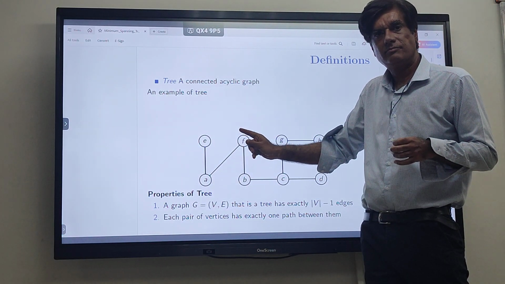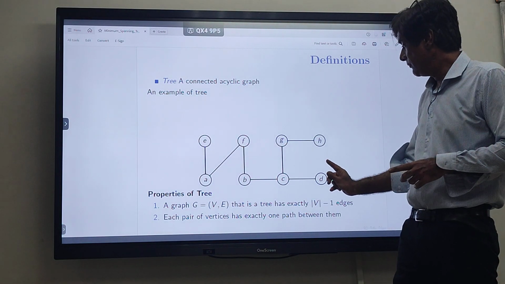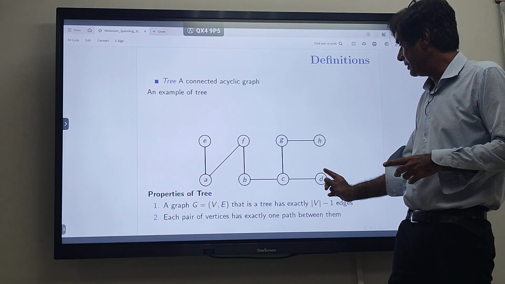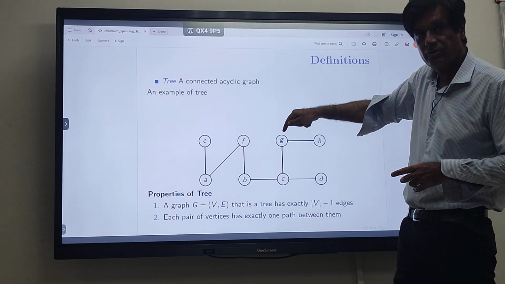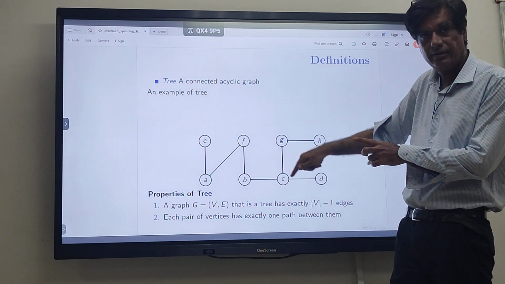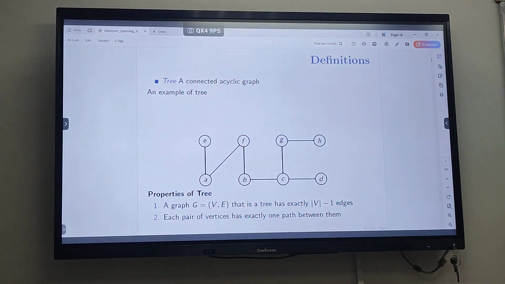So if there are more than one path, then it will become cyclic? It will become cyclic. So if we have two paths, so that will mean that something will go over here, something will connect over here, so that automatically creates a cycle. Okay? So if it's connected, it doesn't have a cycle, it's a tree. Okay? So understand this first of all.